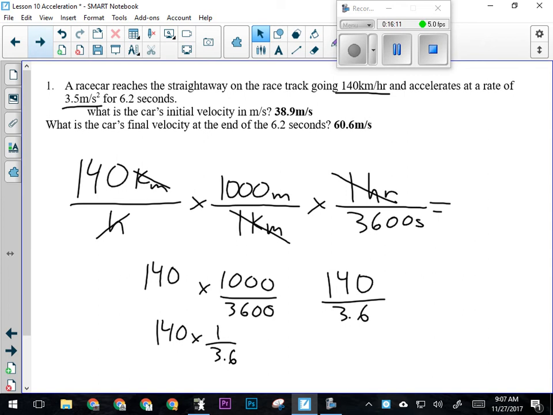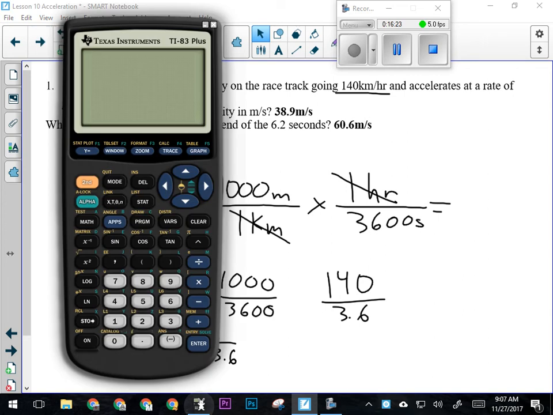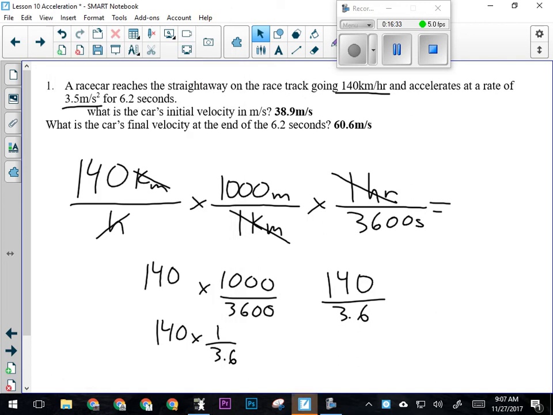Okay, so that's our first part of this question, because the first part of the question wants to know what's the car's initial velocity in meters per second, which means take the 140 and divide by 3.6 to convert it. All right, so we got 38.89, we'll say. I know I rounded it here, but 38.9 meters per second.